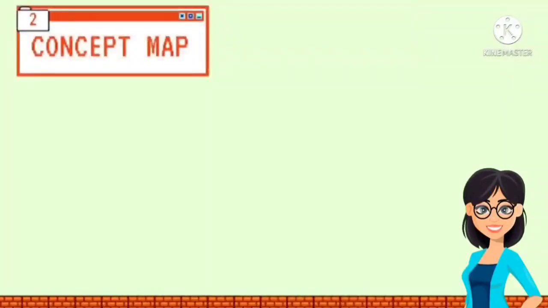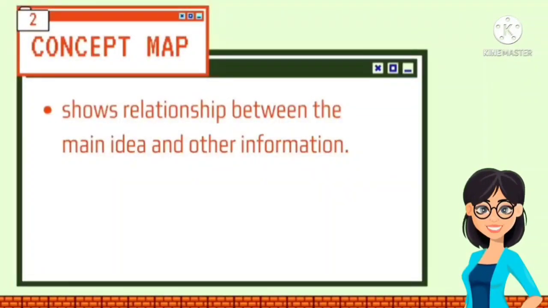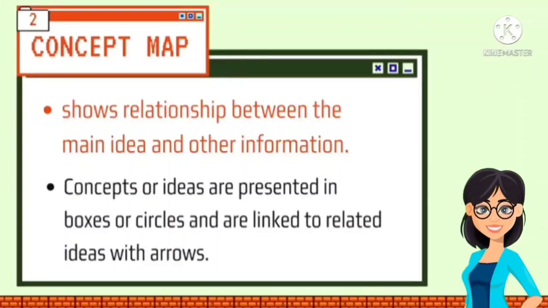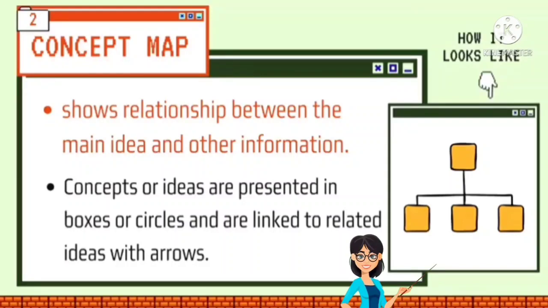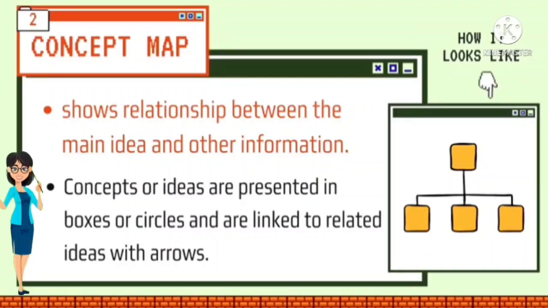Number 2. Concept map shows relationship between the main idea and other information. Concepts or ideas are presented in boxes or circles and are linked to related ideas with arrows. This pattern helps students identify a main concept and the ranks or levels of sub-concepts under it. It can also be used to illustrate hierarchical information. Let's look at the paragraph and then use the concept map to visualize the ideas easily.